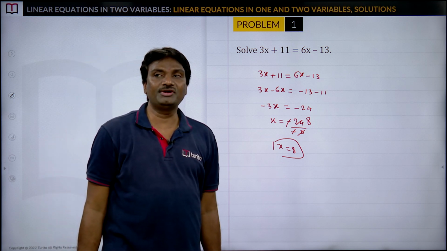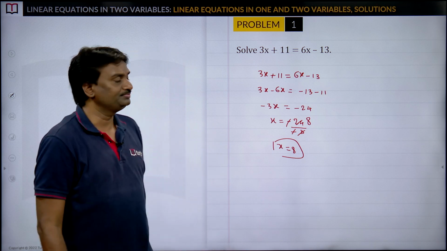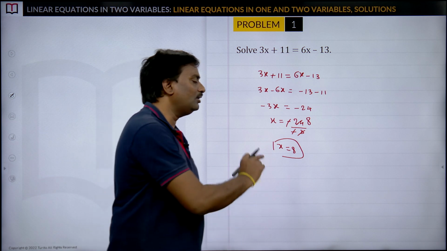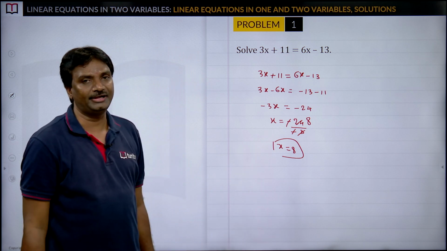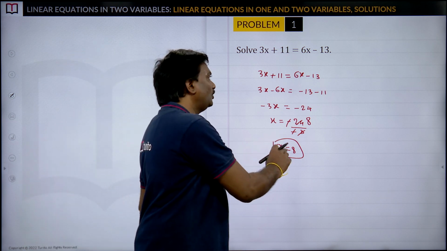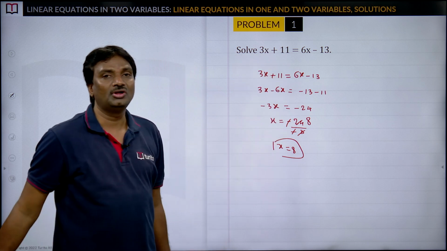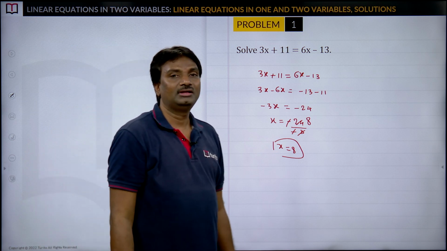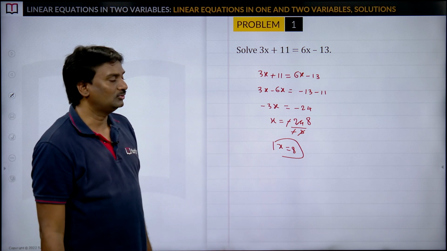Here in the given equation we have only one variable, that is x. By solving this equation we got x equal to 8. If we substitute x equal to 8 in LHS and RHS, those two must be equal. From that we can say our answer is correct. So, hope you understood.